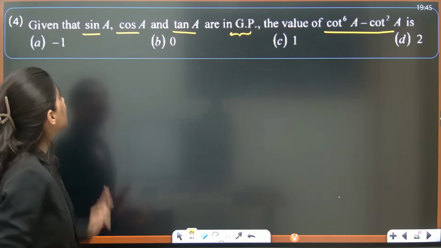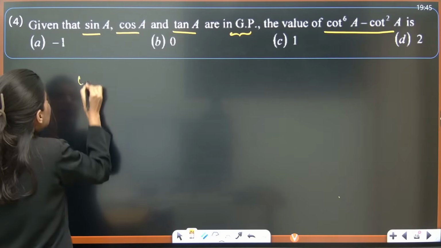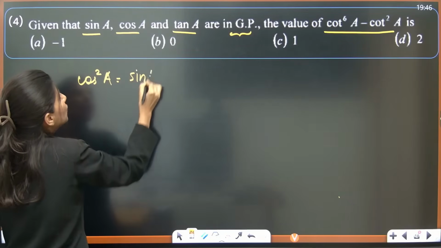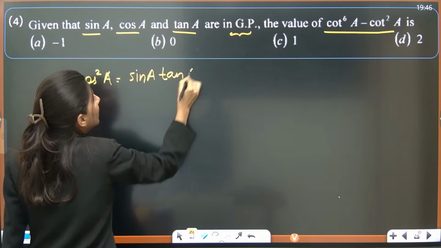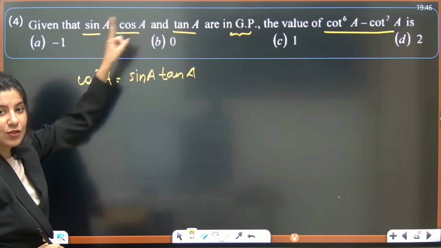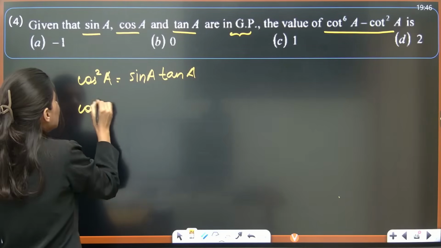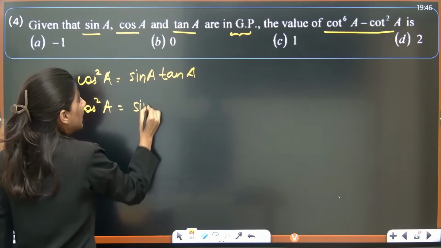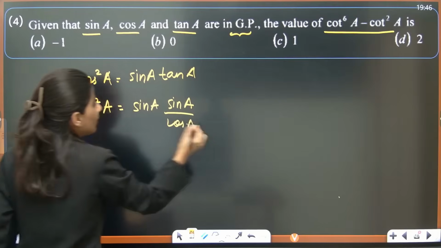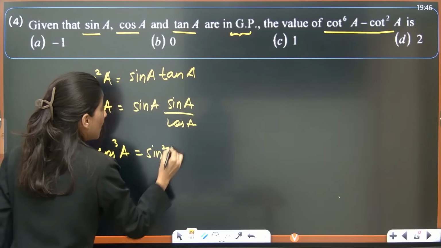Understand from here, if these three terms are in geometric progression, what is the condition of geometric progression? Square of middle is equal to product of extremes, right or wrong? I hope you know this. This gives cos square A is equal to sin A. Now tan A can be written as sin A upon cos A, so if I solve it, I get cos cube A is equal to sin square A.